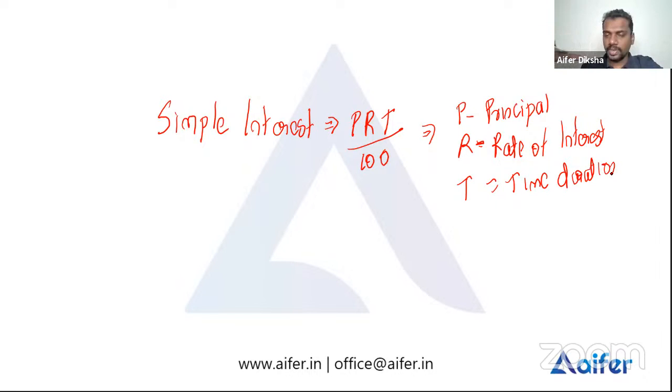Simple interest is such a type of interest in which you get an equal amount of interest every year. For example, I have deposited 10 lakhs in a particular bank, and the interest I am getting in the first month is, suppose, 5,000. The interest in the second month will also be 5,000, and in the third month also 5,000. Interest in the first year will be maybe 60,000, in the second year also 60,000, and in the third year also 60,000. This type of interest we call simple interest. I hope you know that.